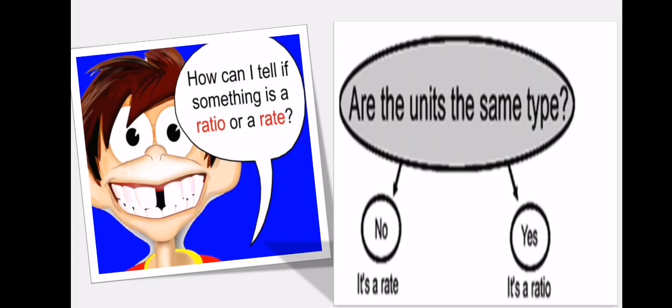So how can I tell if something is a rate or a ratio? Let's repeat it again. You will watch the units. If they are the same, it's a ratio, just a ratio. But if they are different, it's a special kind of ratio that we call a rate.